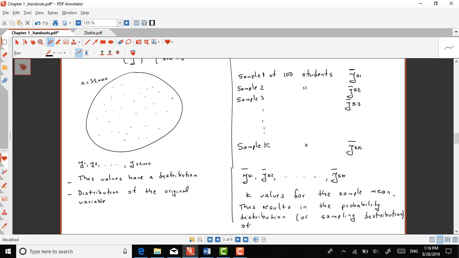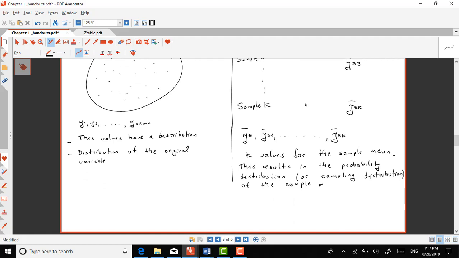Of the sample mean. The sample mean. Okay, so that's kind of a big concept. And of course, why do they call them sampling distributions? Well, they are called sampling distributions because this probability distribution originates due to sampling. Okay, so that's what's called a sampling distribution.